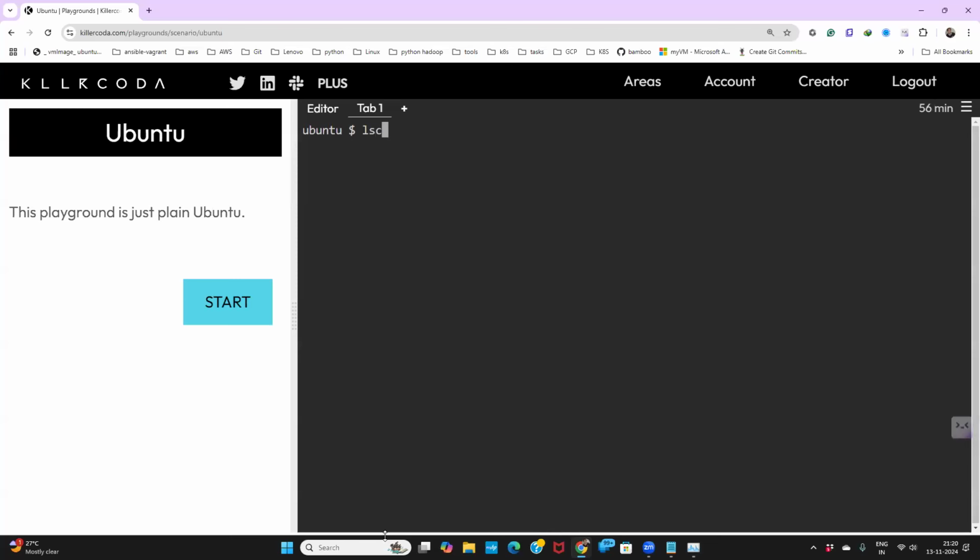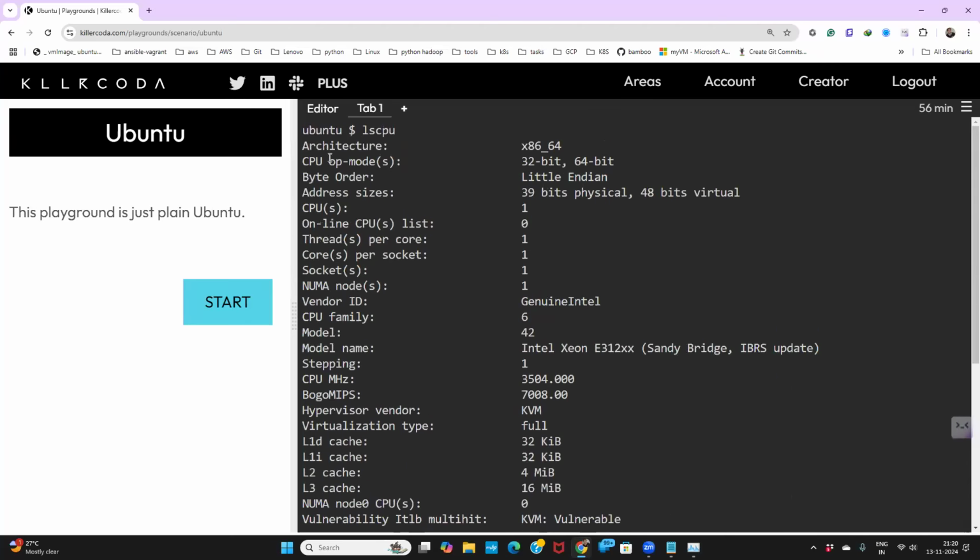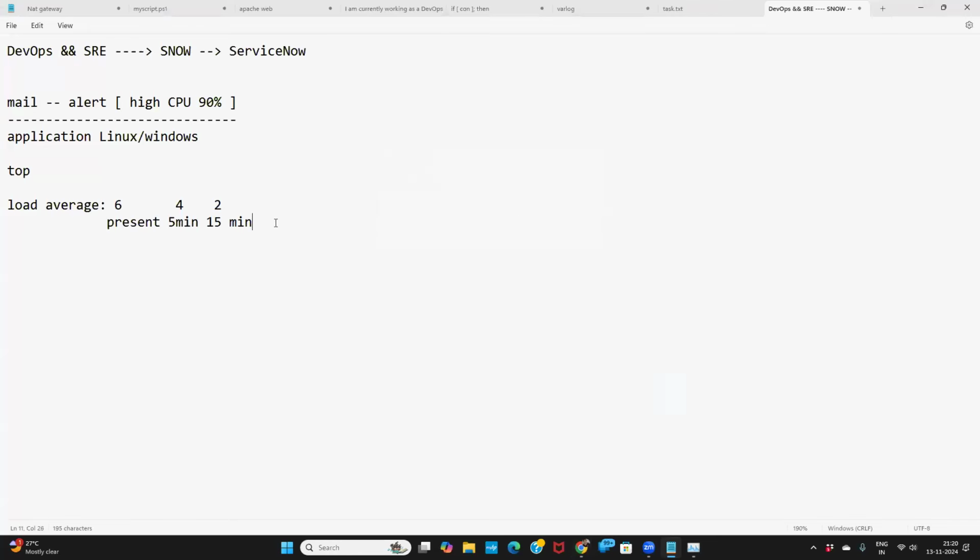Now what we'll do? We'll run the lscpu command. What is the command? lscpu. lscpu will list out all your CPU details. How many CPUs do you have? One CPU. So based on this number, we can identify the CPU utilization on my machine.